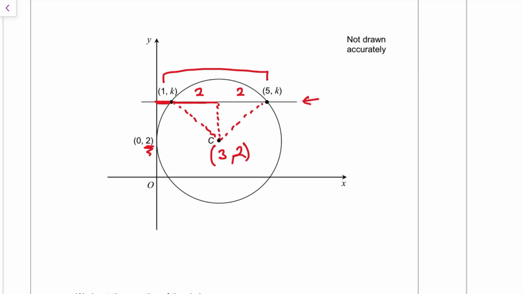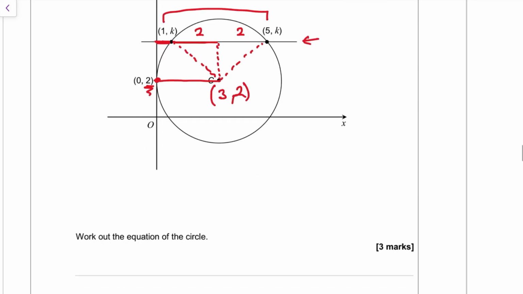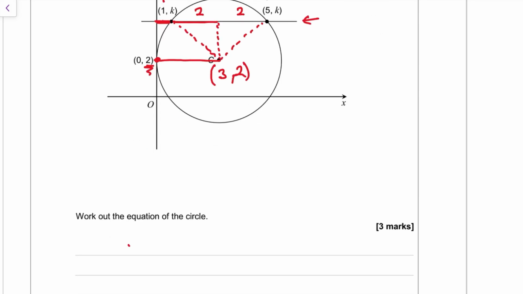What I need now is my radius, which I've just done because that's from here to here. So my radius is 3. Oh, this is actually not as bad as it looks. So it's only 3 marks. So it's going to be x minus 3 squared plus y minus 2 squared is equal to 3 squared, which is the radius, which equals 9. And that's right. Yeah, I'm happy with that. That's fine. Next question.